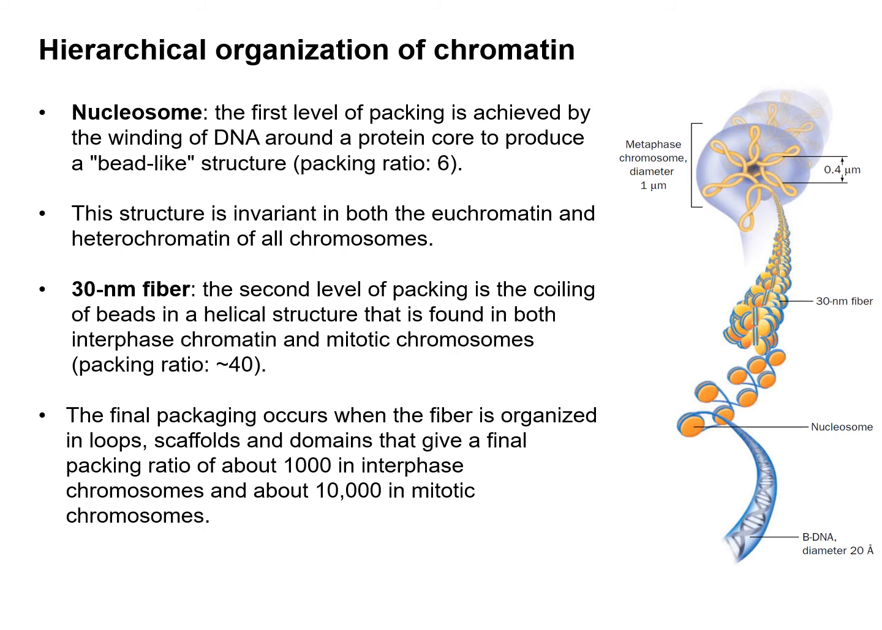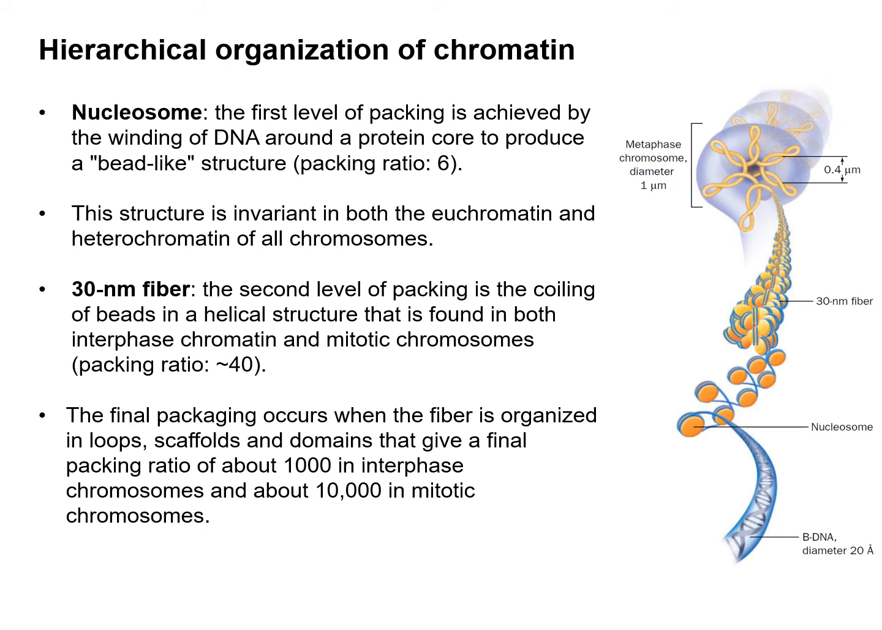Chromatin, which is a gathering of DNA molecules, has a hierarchical organization, and its first level of packing is the nucleosome. It is achieved by the winding of DNA around a protein core called histones to produce bead-like structures, as you can see here, and the packing ratio is about 6. This structure is invariant in both euchromatin and heterochromatin of all chromosomes. As you know, euchromatin is the region of the chromatin where gene expression is active, as opposed to heterochromatin, where gene expression is inhibited.